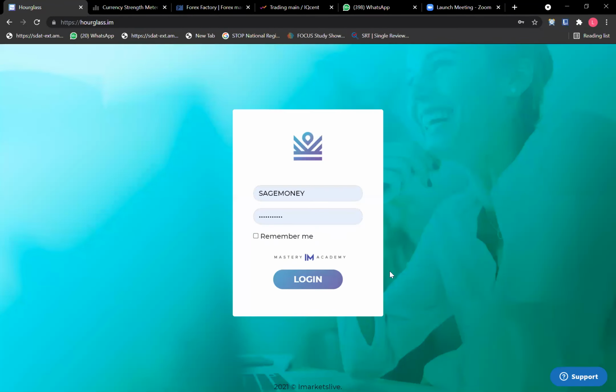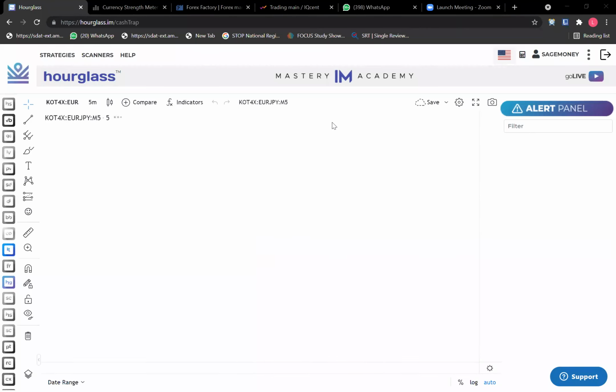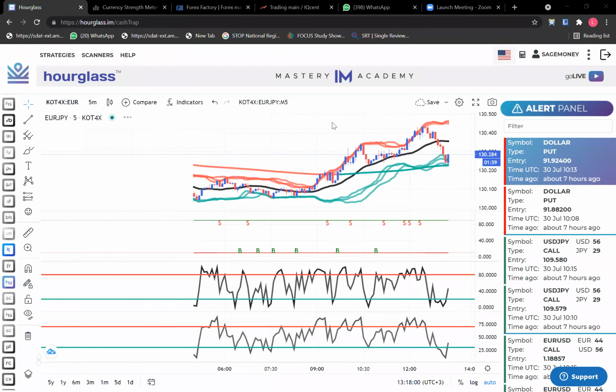Now, I'm going to log into the Hourglass. The Hourglass is mainly where you get your trade ideas from. I'm going to wait for it to finish loading. The first thing I'm going to talk about in Hourglass.